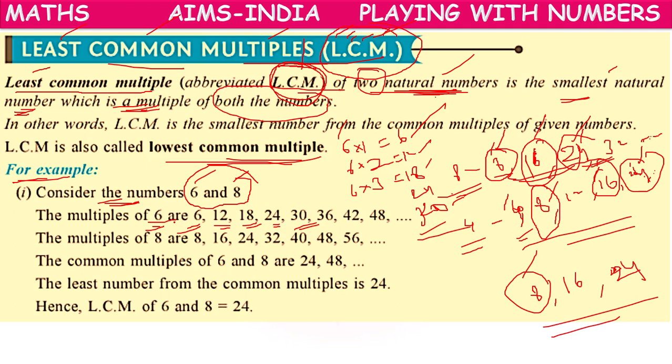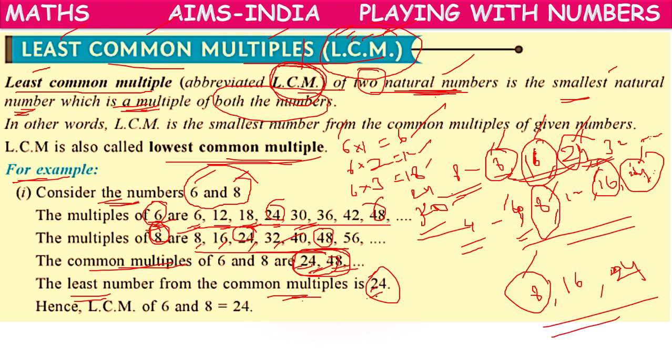So we have to write multiples of 6: 6, 12, up to 48 we have written. In the same way, multiples of 8: 8 1 is 8, 8 2 times 16, 8 3 times 24, 8 4 times 32, up to 56 we have written. What are common multiples? 24 is common in both. After that 48 is common in both. What is the least number from the common multiples? 24 and 48 are common. From 24 and 48, what will be the least? 24 will be the least. So 24 is a common multiple and the least multiple. Hence it is considered as the least common multiple. Least common multiple of 6 and 8 is 24.